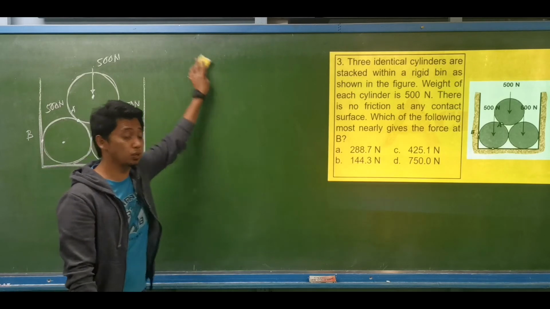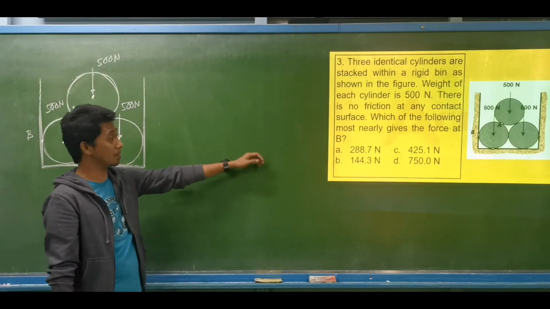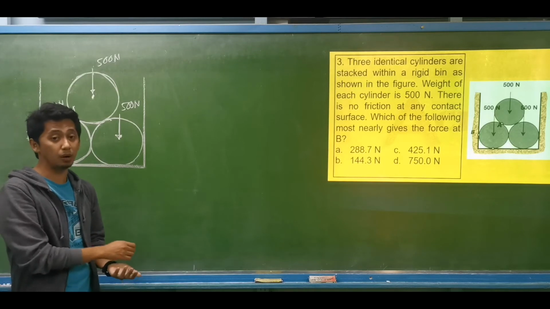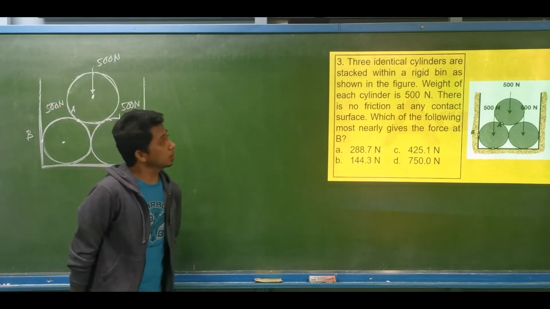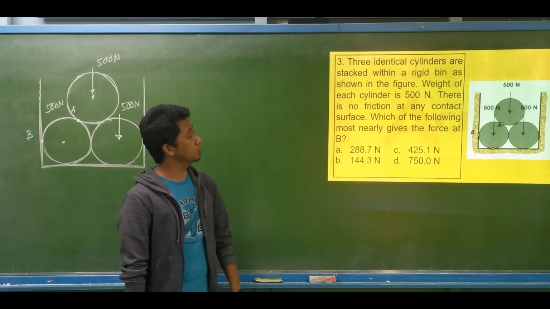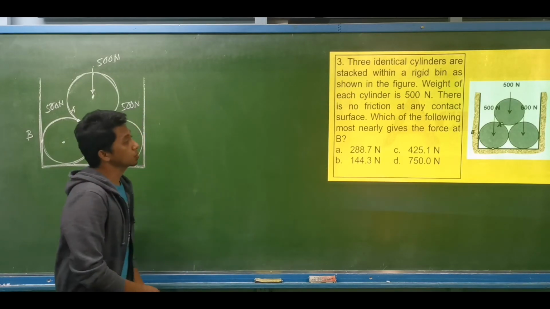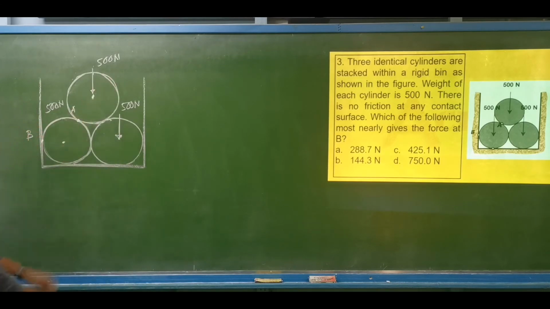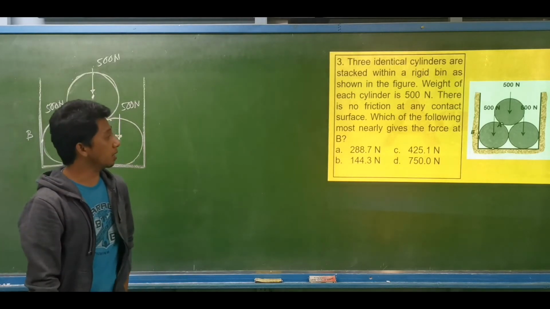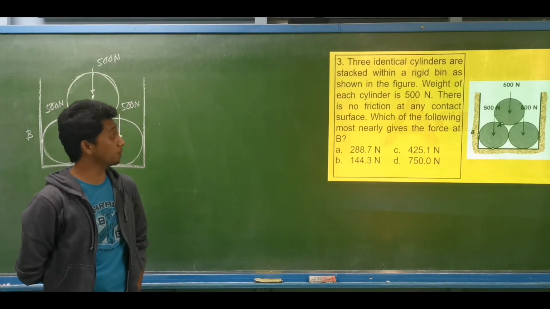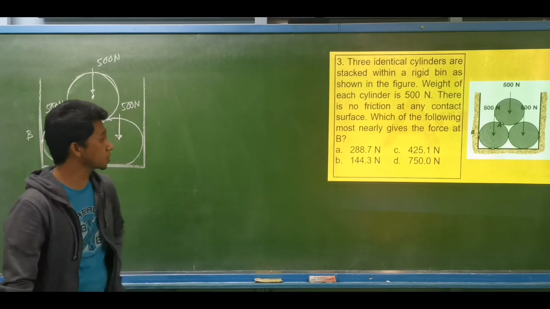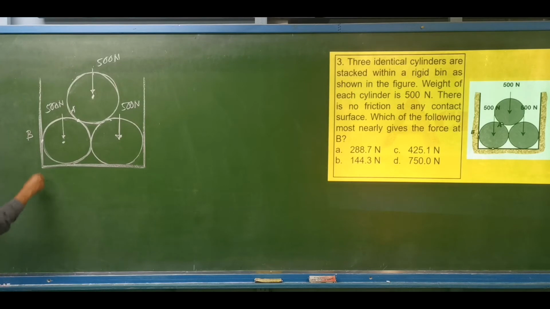So let's have this problem. Several problems like this or similar to this appeared on our board exam. Three identical cylinders are stuck within a rigid bin as shown in the figure. The weight of each cylinder is 500 newtons. There is no friction at any contact surface. Which of the following most nearly gives the force at point B? Since we assume it is a normal force, perpendicular to the surface, let's say this is R sub B.